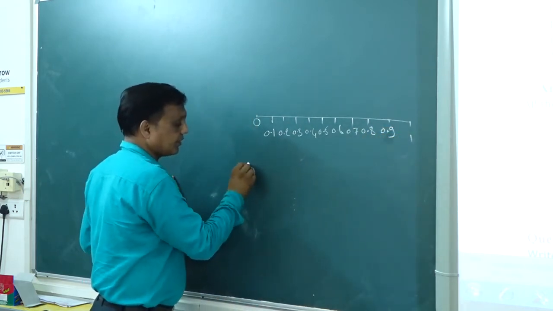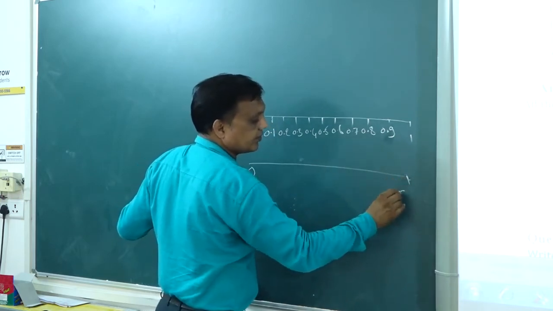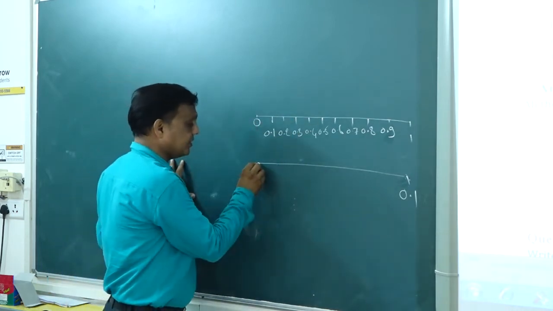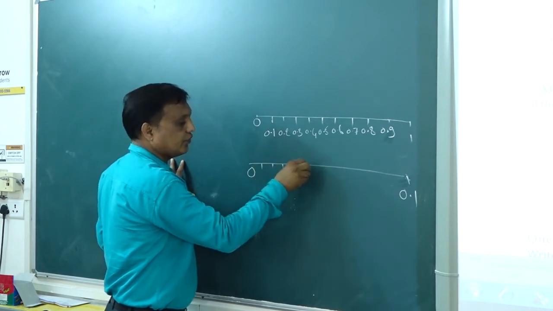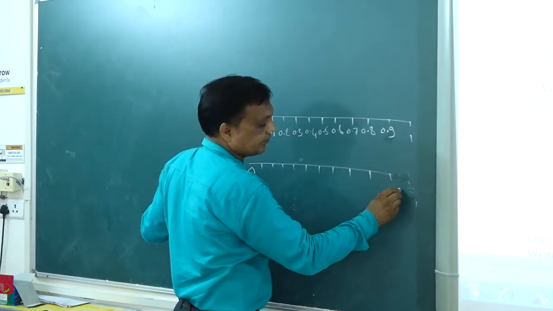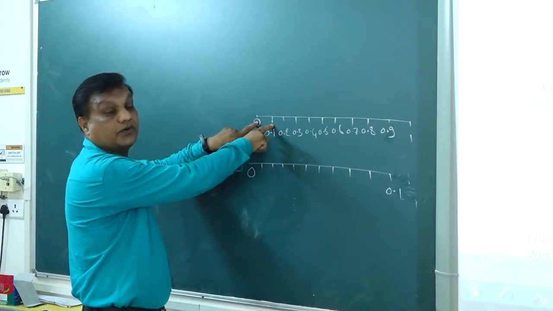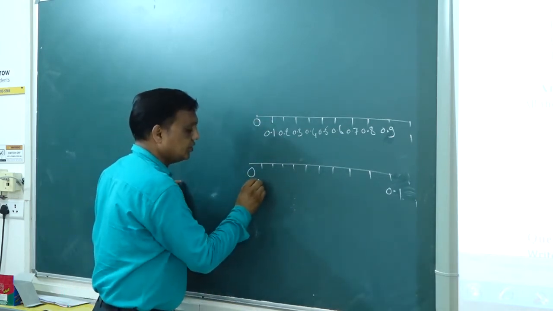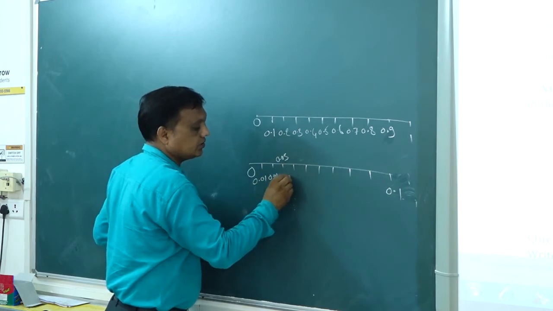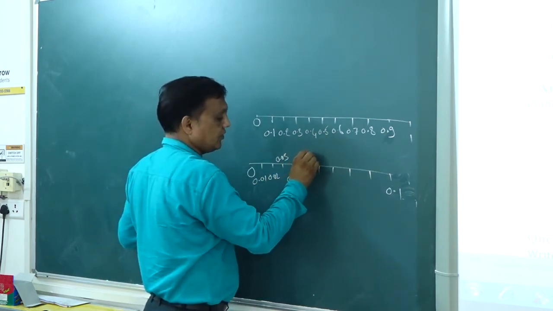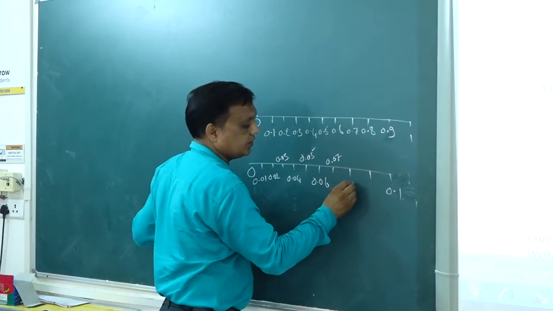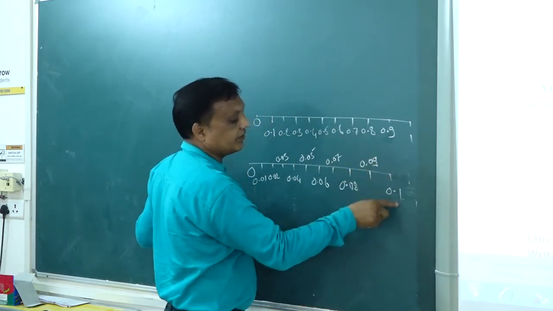If you see, between this 0 and 0.1, again there are 10 parts: 1, 2, 3, 4, 5, 6, 7, 8, 9, and this is 10. So the first one is 0.01, second is 0.02, this is 0.03, this is 0.04, this is 0.05, this is 0.06, this is 0.07, this is 0.08, and this is 0.09. Afterwards will come 0.1.